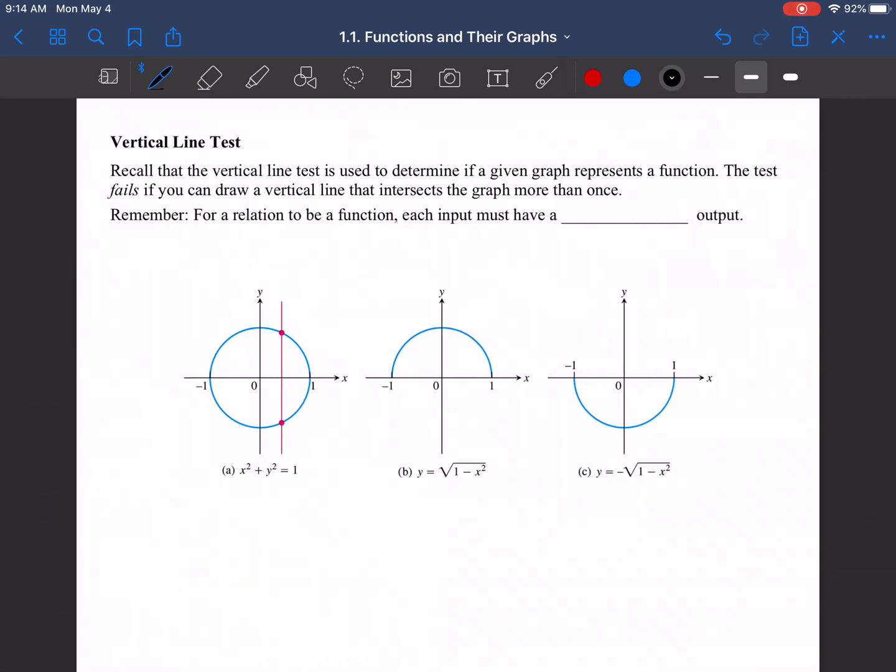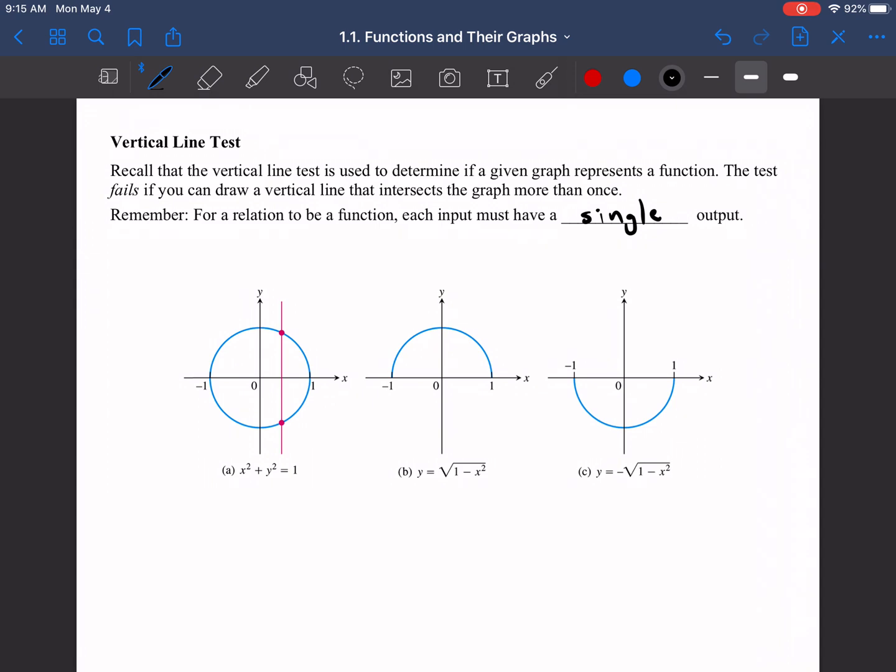Okay, now let's take a look at the vertical line test. Recall that the vertical line test is used to determine if a graph represents a function. The test fails if you can draw a vertical line that intersects the graph more than once. Remember, for a relation to be a function, each input must have a single output. So you can't plug something in and have it give you multiple results.